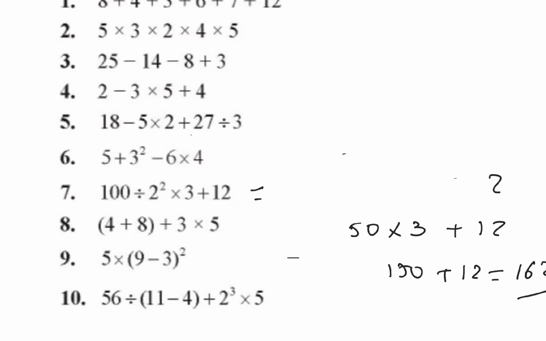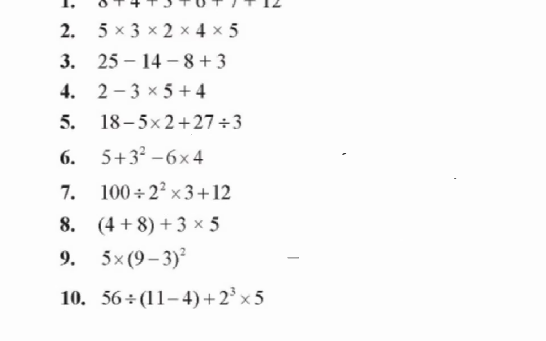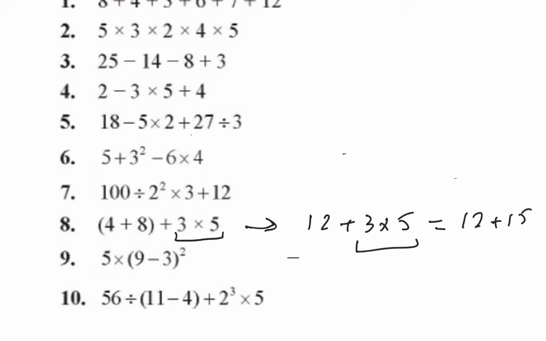Now let's go to the next one. The next one says like this. 4 plus 8. We need to do first the parentheses, or we need to do first the multiplication? We need to do first the parentheses, 12. Plus 3 times 5. Now the other operation, the multiplication, is the second in order. So 3 multiplied by 5 is 15. This is 12 plus 15, which is 27. So this is the result.